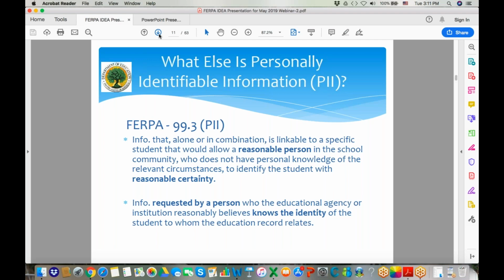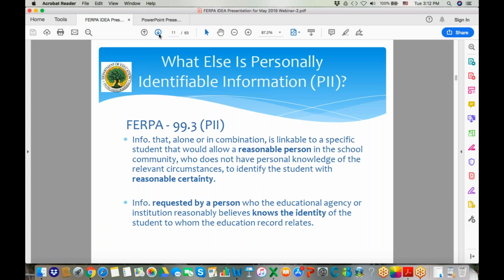I kind of like to call this one the media request. So somebody from the media is requesting information, but they really know who the individual is. They're just trying to get some background for a story they're doing. So those two things are a little unique to FERPA in that we've added them in addition to the more common things you would think of under PII.